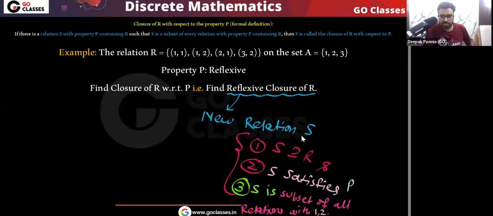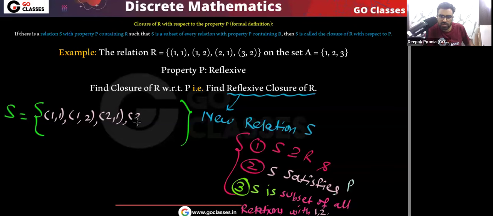So anyway, this is the formal definition. Tell me one thing. We want the reflexive closure of R, so we want to find S. Tell me what will be S. S contains R, so first I will write R as it is. Okay, because S contains R, so you write this R as it is.